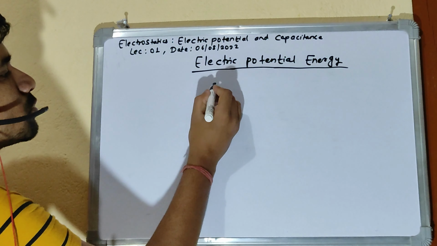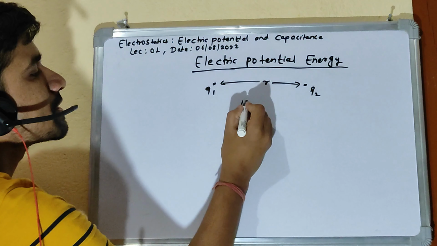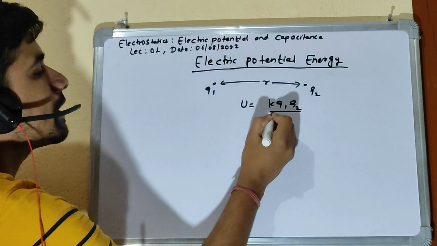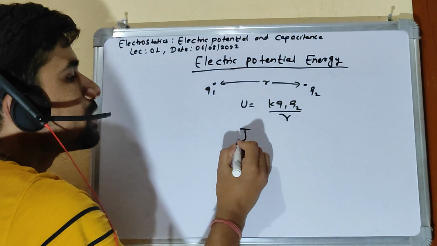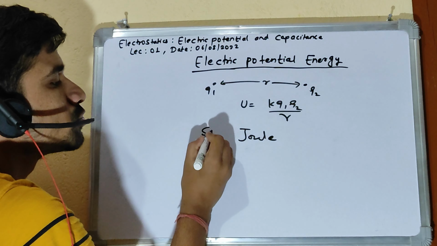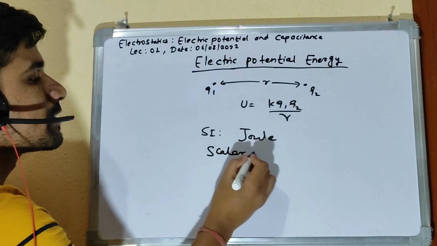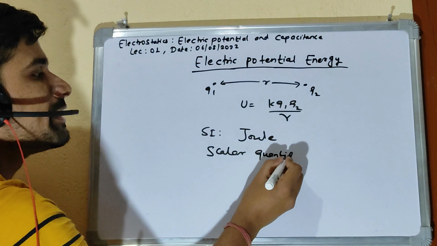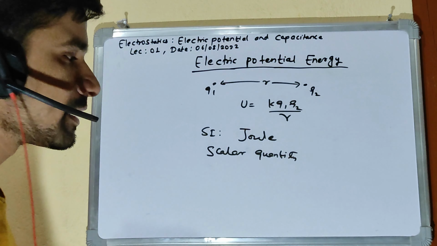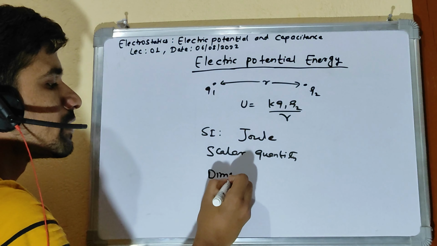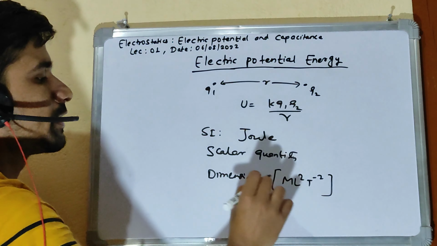So let's say there are two charges q1 and q2, the distance is r, so the net potential energy is nothing but k q1 q2 by r. Since it is an energy, the SI unit will be joule. It is a scalar quantity. Do remember that electric field intensity was a vector quantity, but electric potential energy is a scalar quantity. And you can also find the dimension. What is the dimension of energy? It is M L square T minus 2, right?